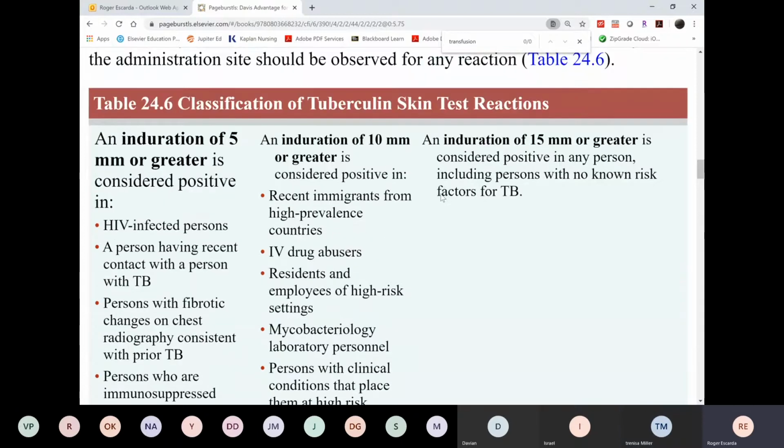And then finally, for all other people not belonging in the 5 group, not belonging in the 10 group, they require a 15 or higher. You understand why there is the difference, right? Yep. For example, why is a 5 considered positive in these patients?